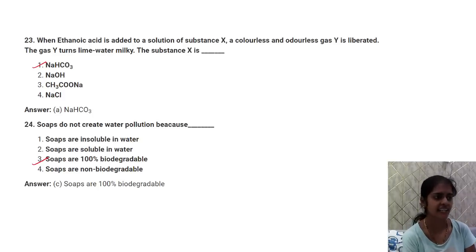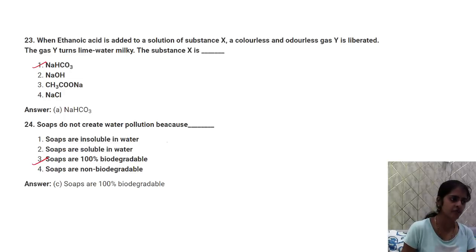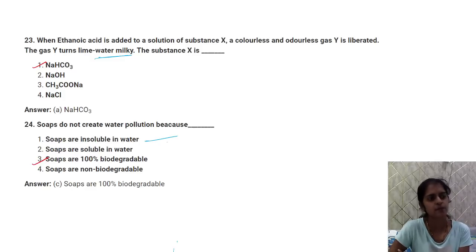When ethanoic acid is added to a solution of substance X, a colorless and odorless gas Y is liberated. The gas Y turns lime water milky. So the substance X, which substance are you taking to turn lime water milky? It would be sodium bicarbonate. So sodium bicarbonate mixed with ethanoic acid will liberate a gas and it will turn lime water milky.